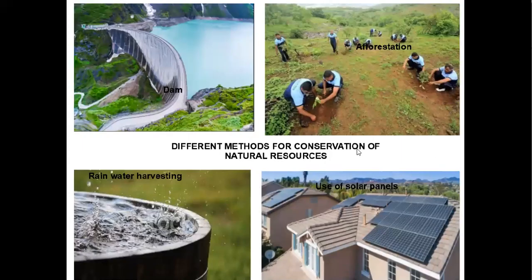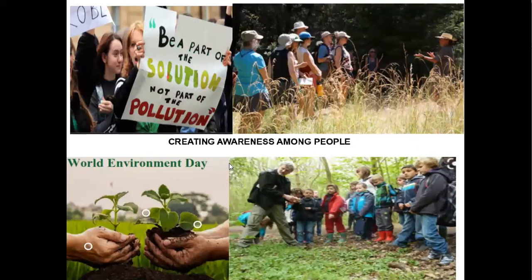You can see here different methods for conservation of natural resources, like construction of dams for conservation of water resources, afforestation, rainwater harvesting, and also use of renewable energy resources by using solar panels. And also people can create awareness through different ways like school level education, college level education, seminars, workshops, and by celebrating different days like World Environment Day, World Water Day, Earth Day, etc.